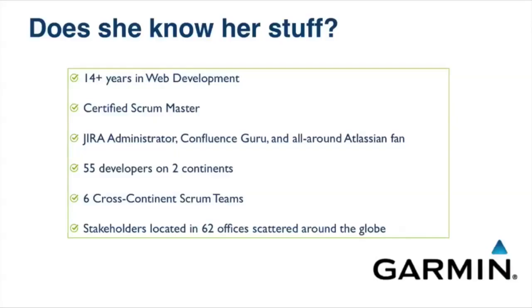So a little bit about me. I've been in web development over 14 years. Among other things, I'm a JIRA administrator. I'm a Scrum Master. Our web development team at Garmin right now has about 55 developers, and they're split between 2 different countries. We have 6 Scrum teams right now that are made up of people from both of those countries. And Garmin has offices in 62 different places around the globe.